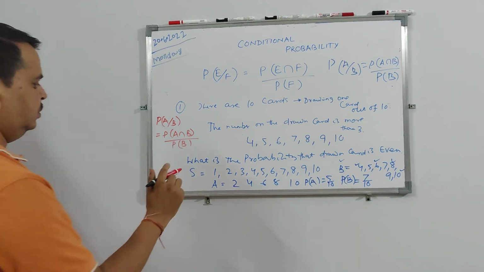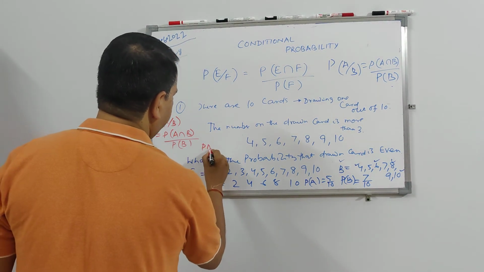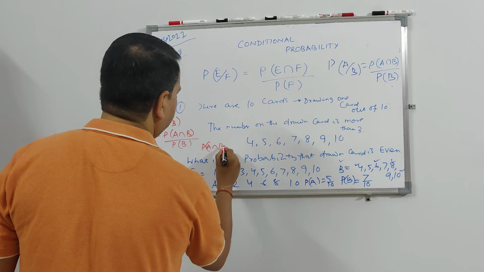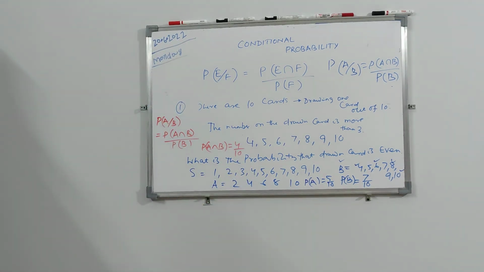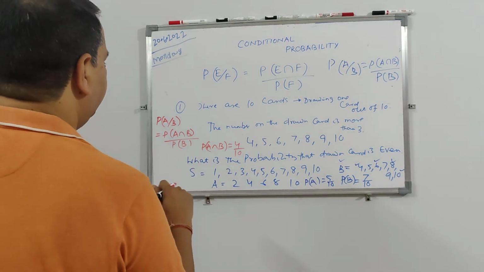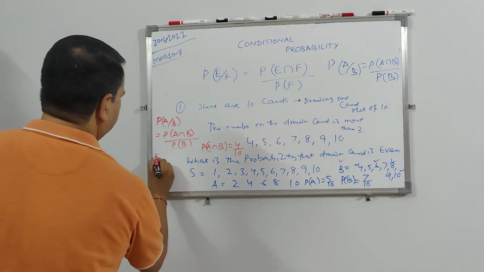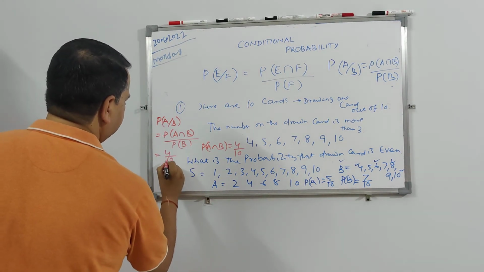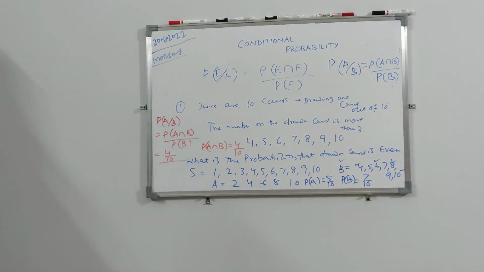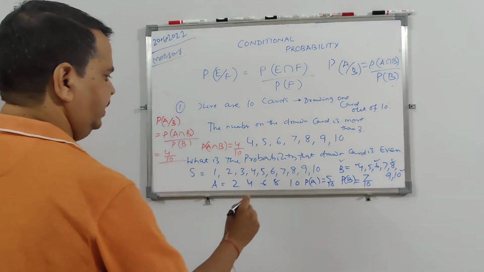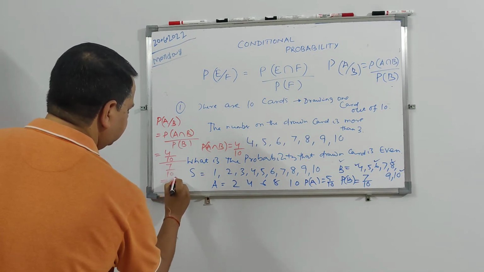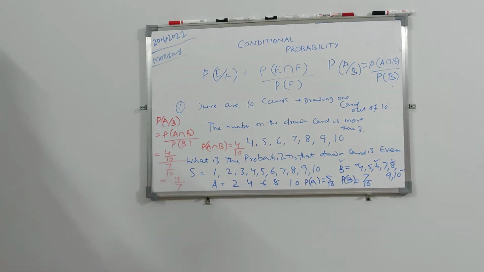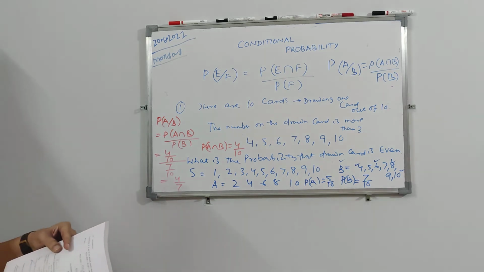So probability of A intersection B is nothing but 4 divided by the sample space, 4 by 10. And P of B is 7 by 10. So this becomes equal to 4 by 7. Okay, so this is the answer.